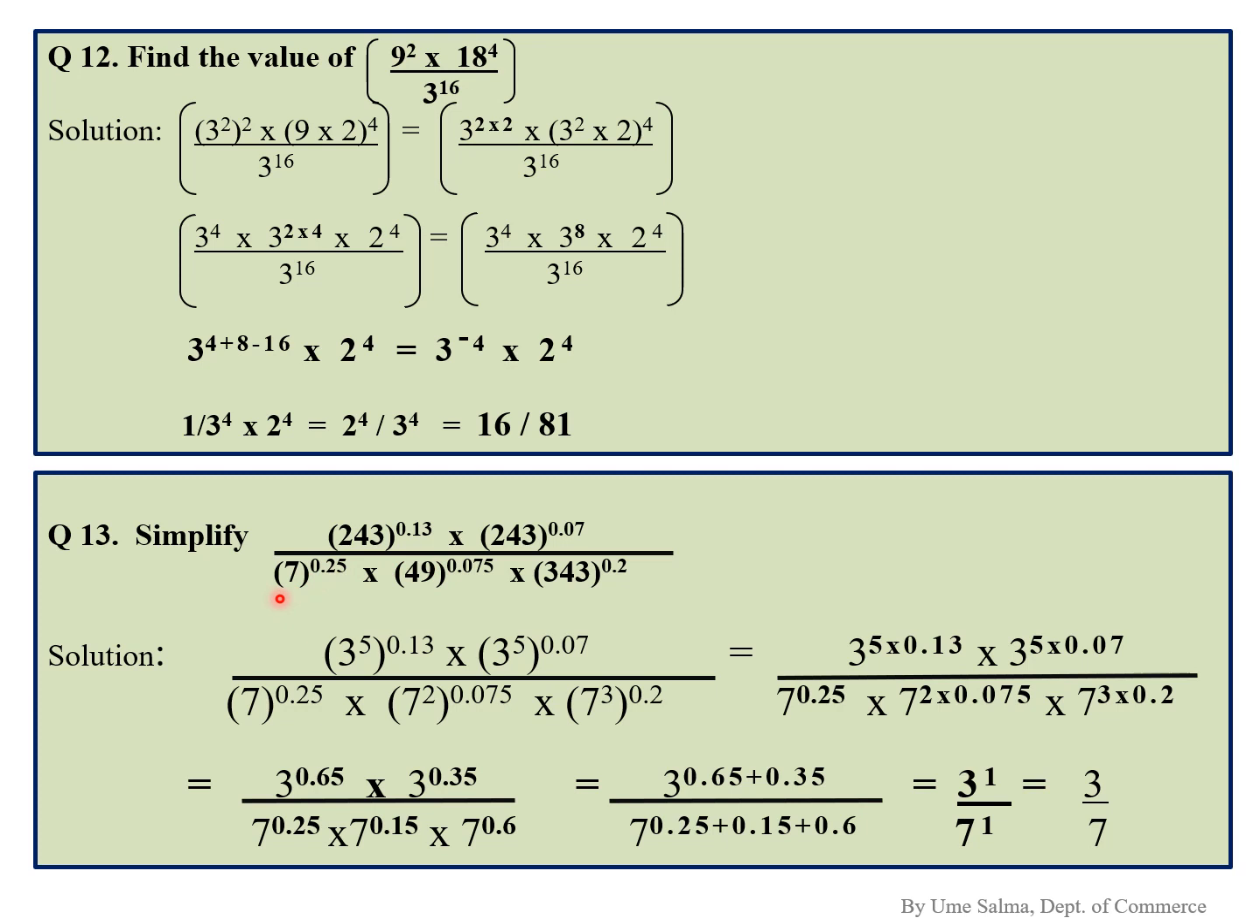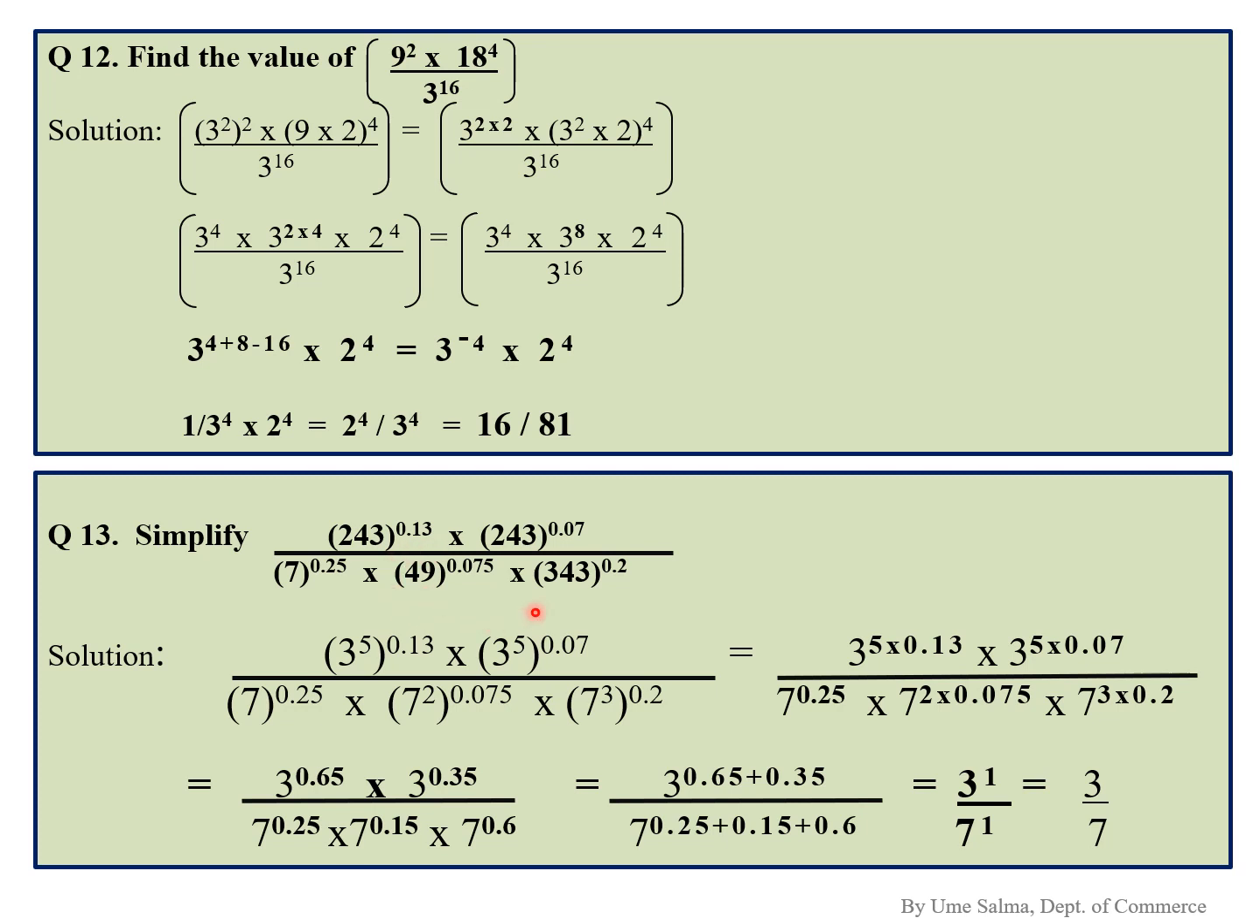243 to the power of 0.13 into 243 to the power of 0.07. You can see these two have the common base, but these are not in simplified form, so we are simplifying it. 243 can be written as 3 to the power 5. In both places we are writing 3 to the power 5 with the same exponents as they are. And in the 7 to the power 0.25, the only thing that changes is 49 and 343. These are not the simplest forms of writing any number.